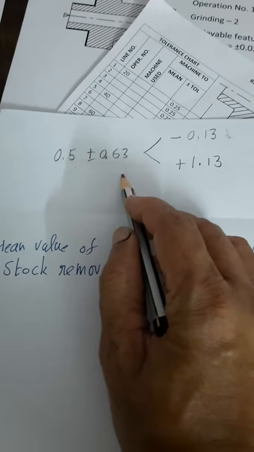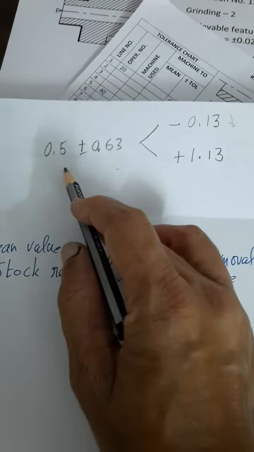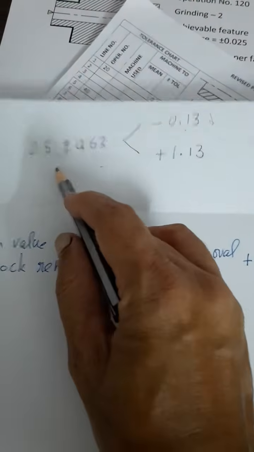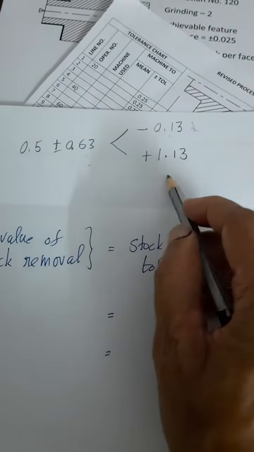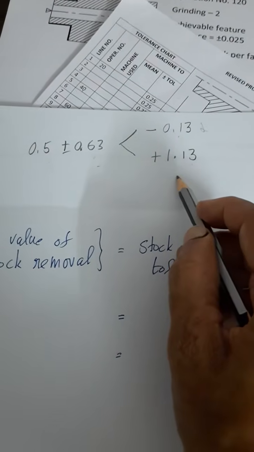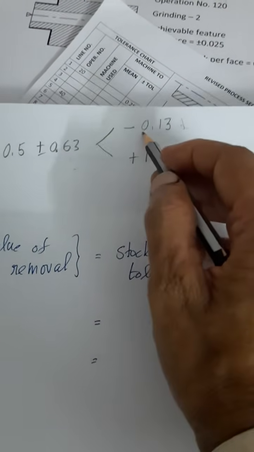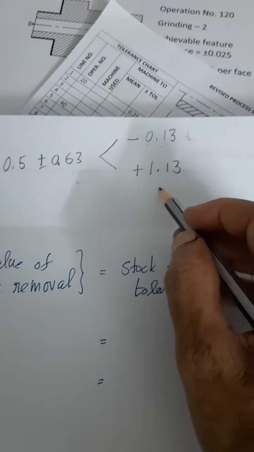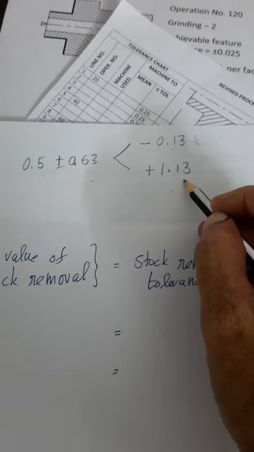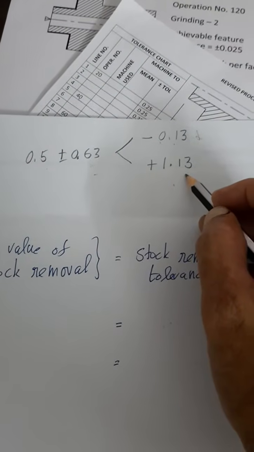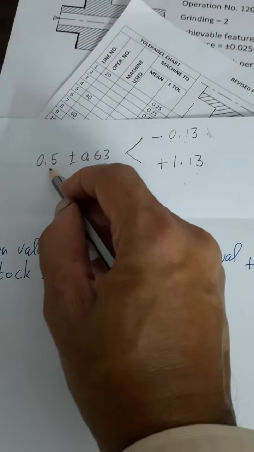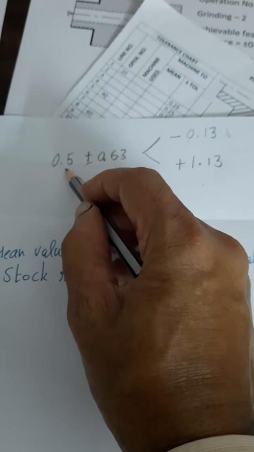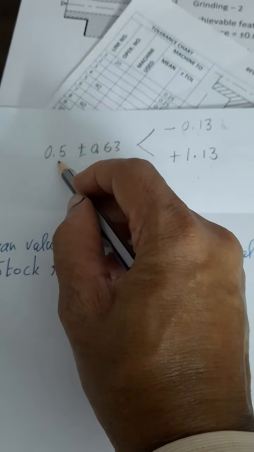0.5 minus 0.63 you are getting minus 0.13. 0.5 plus 0.63 you are getting 1.13. What do you understand? The stock is not sufficient in some of the samples, minus 0.13. The stock is 1.13 in some other samples. So this is not right. Fixing 0.5 as the mean value for line number 8 is not right. Then how to find out the mean value?